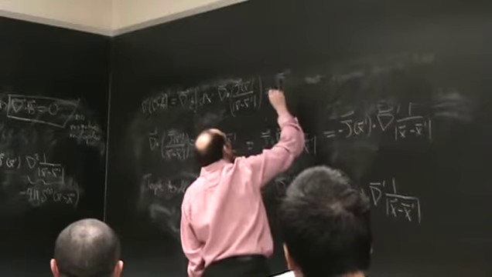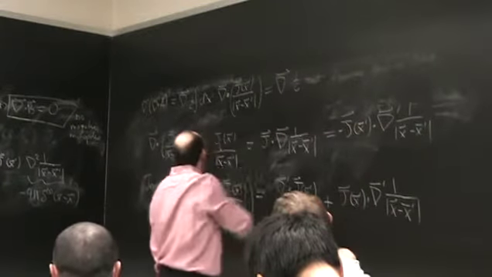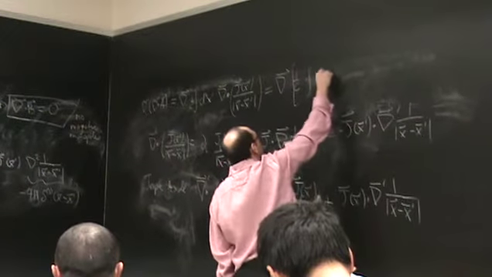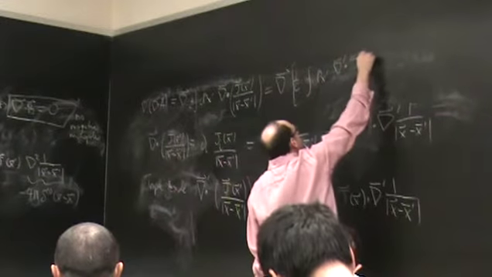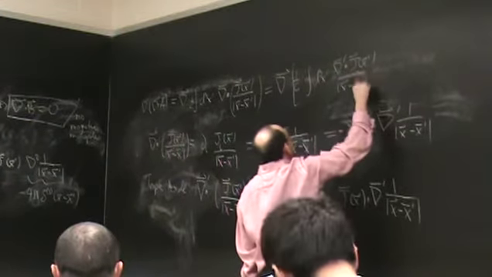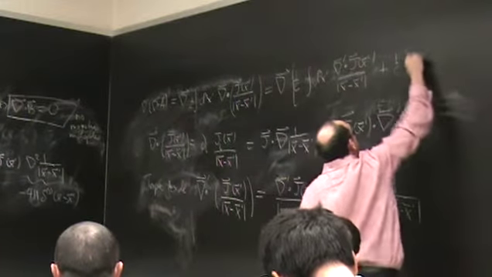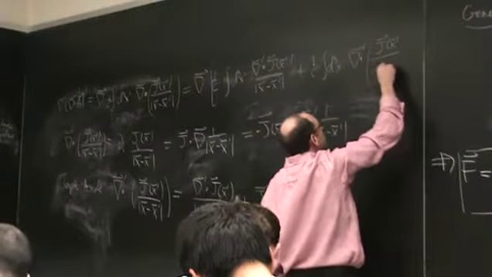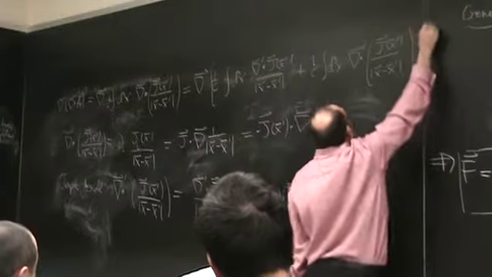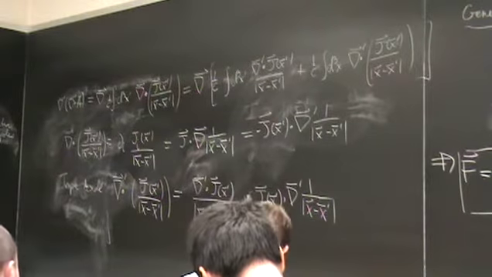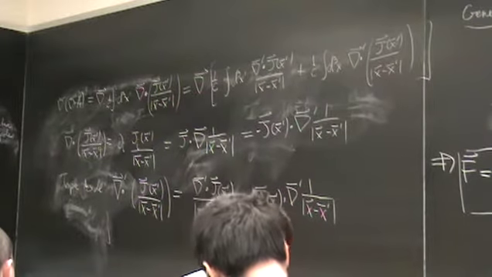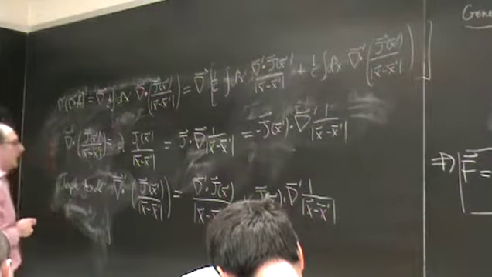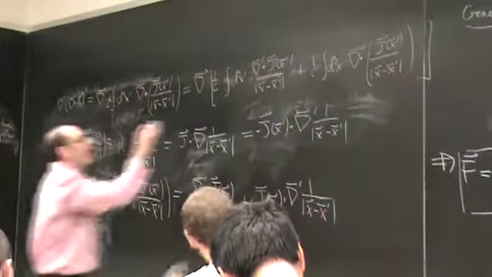We got that this is thus equal to the gradient of 1 over c, the integral d cubed x prime, divergence prime of J over the distance, plus the surface term. So the minus sign is somewhere? No, because this minus sign cancels it. Oh, this guy's minus, yeah, you're right.